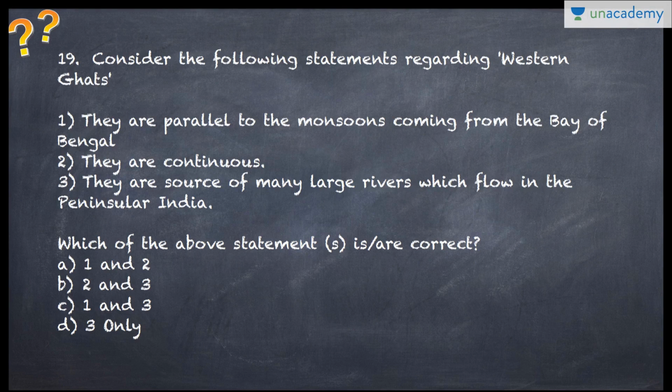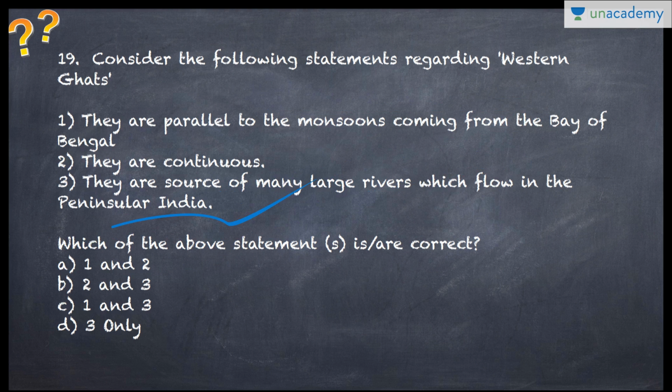Now, they run parallel to the monsoons coming from the Bay of Bengal, which is very wrong. You can think about Karnataka, Kerala and Maharashtra. The strip is there, and when the southwest monsoons are coming, it is going to be perpendicular to it. That's why we're getting monsoons there. So this statement is wrong.